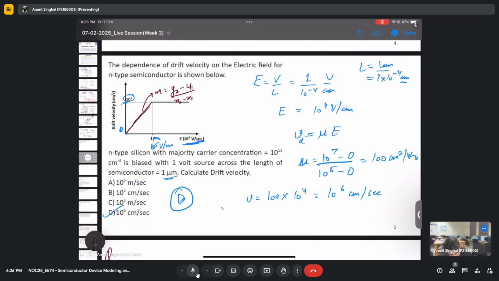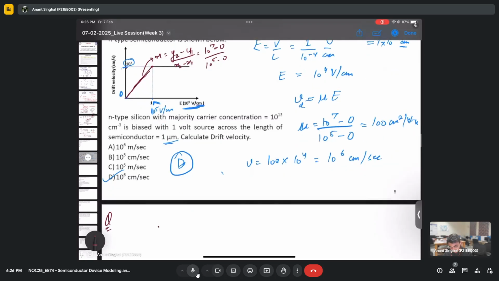So y2 is this point, which is 10 is per 7, and y1 is 0. From there, you got the mu value and multiplied it. Okay. Let me give you a simpler problem.